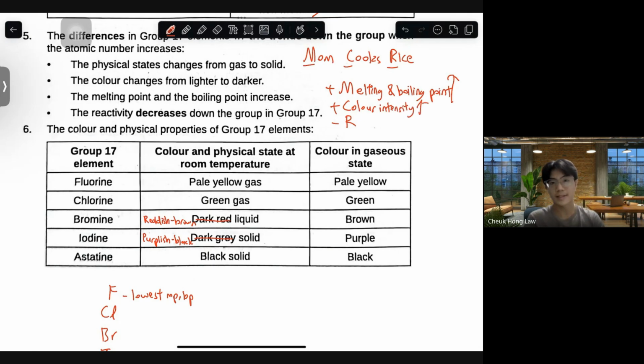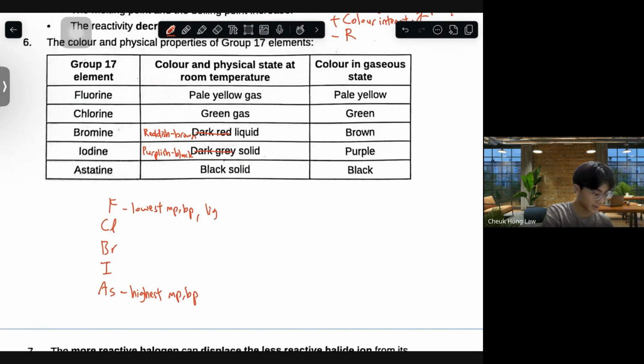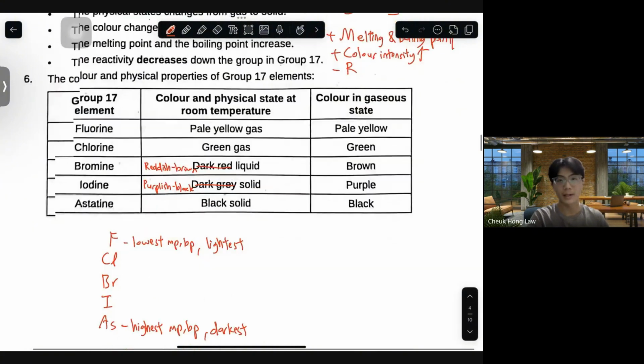Okay, color intensity increases. What does that mean? It means it gets darker. So fluorine will be the lightest color, and astatine will be the darkest color. The color intensity of the molecules actually increases, which means it gets darker. So basically fluorine is the lightest, and astatine is the darkest. That's what I mean by color intensity.